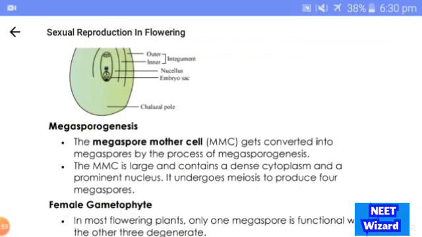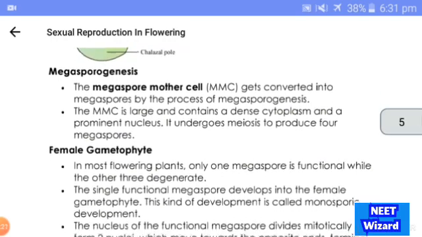Now, megasporogenesis. The megaspore mother cell gets converted into megaspores by the process of megasporogenesis. The megaspore mother cell is large and contains dense cytoplasm and a prominent nucleus. It undergoes meiosis to produce four megaspores.